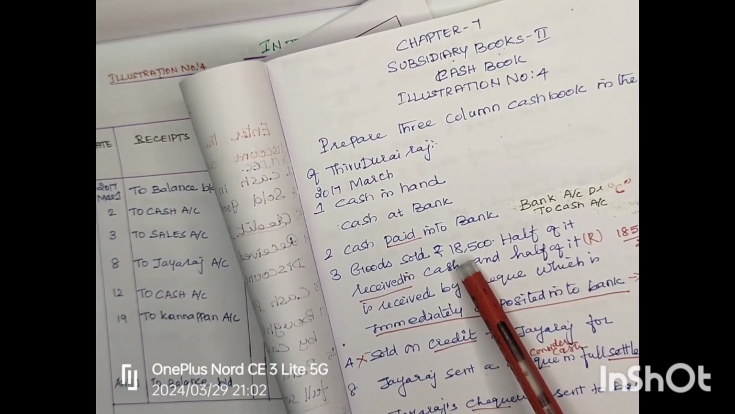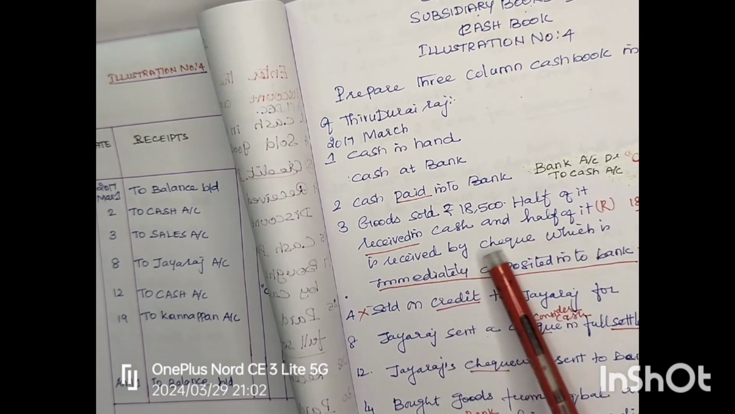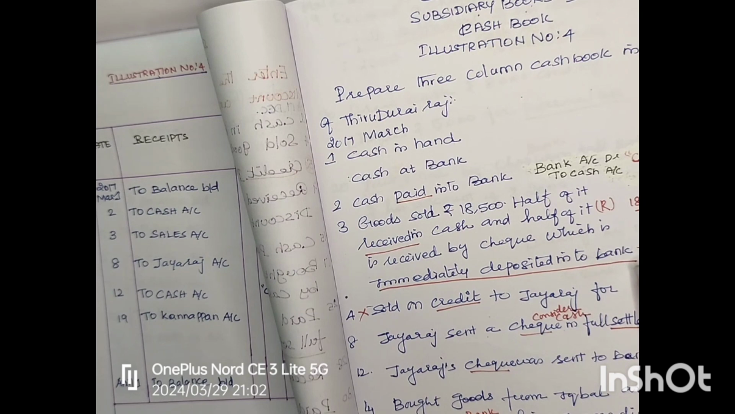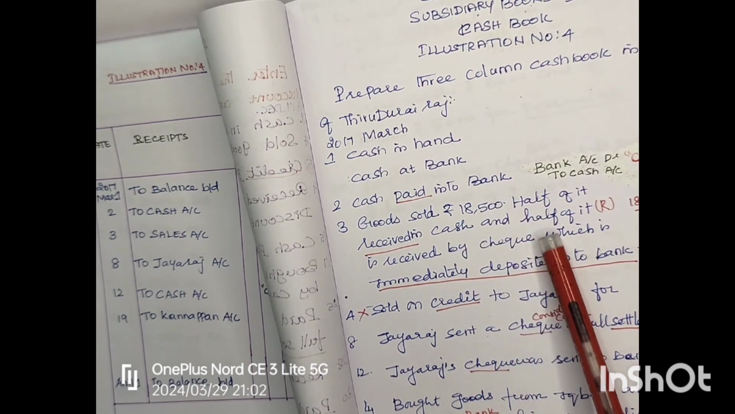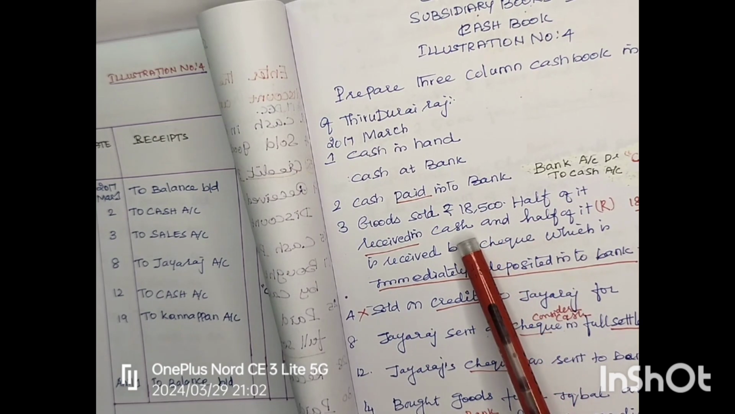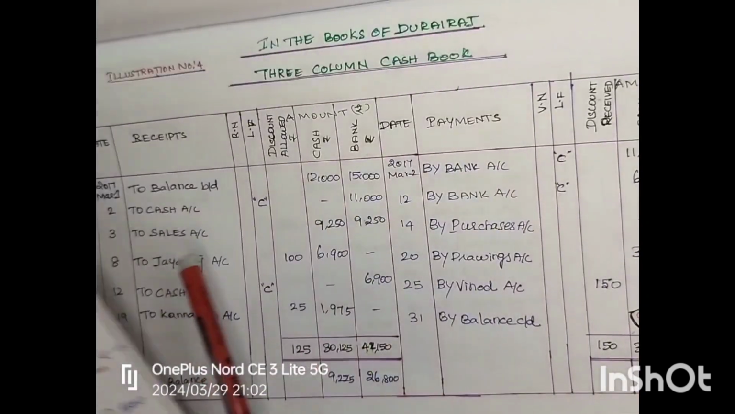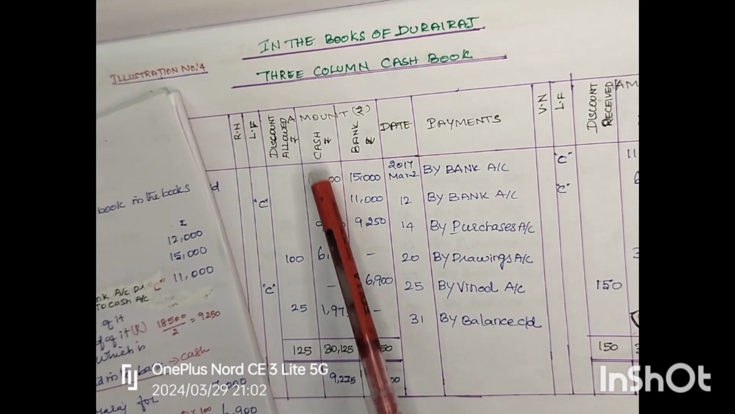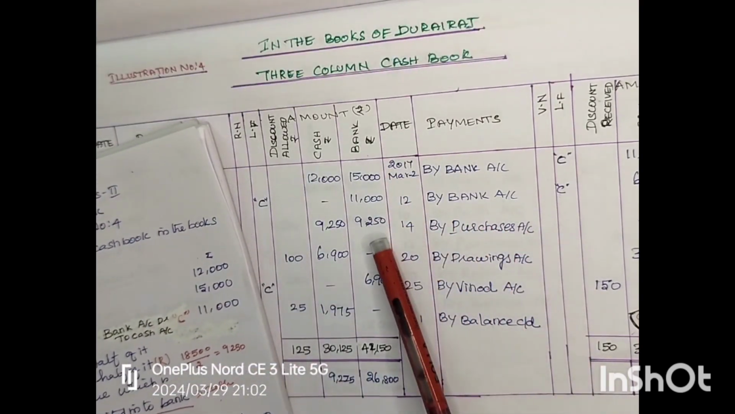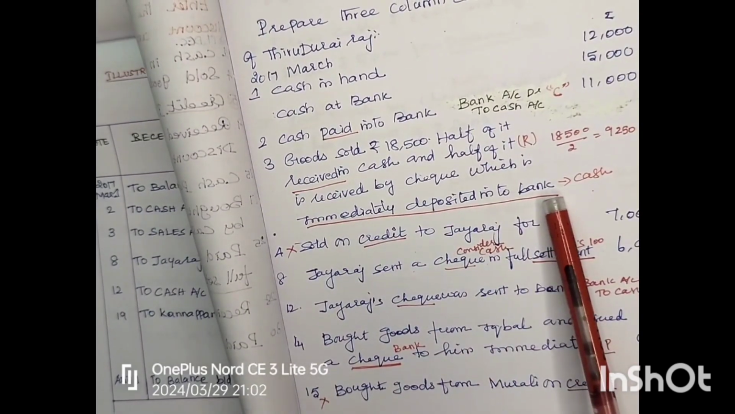Listen here carefully. You sold goods for 18,500 rupees. Half of it was received in cash and half was received by check, which is immediately deposited into the bank. So you received 18,500 in two halves. One half you received through cash and another half through check, meaning bank. So you enter on the receipt side, to sales account, dated on 3, to sales account 9,250 in the cash column and 9,250 rupees in the bank column, because you received 18,500 rupees in two halves, one half for cash, one half for check, meaning bank. Immediately deposited into bank.